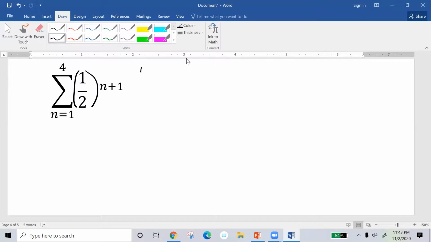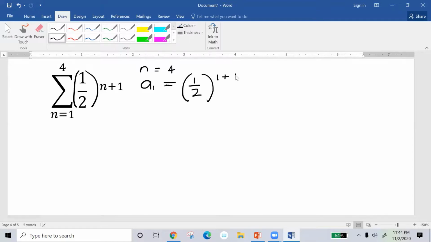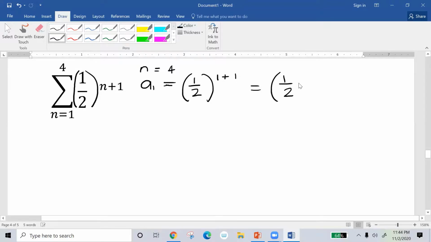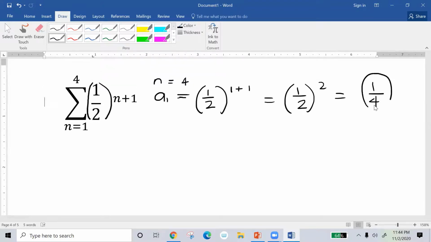The number of terms is 4, since we have upper limit 4. Now, what is our first term? A sub 1 is 1 over 2 raised to n plus 1. What is our n? The first term is 1, right? First, we need to find the first term, so we will use n equals 1. Substitute 1 for n: n plus 1 will be 1 plus 1. Okay? So 1/2 raised to 2. What is 1/2 raised to 2? It will be 1 over 4. So our first term is 1 over 4.